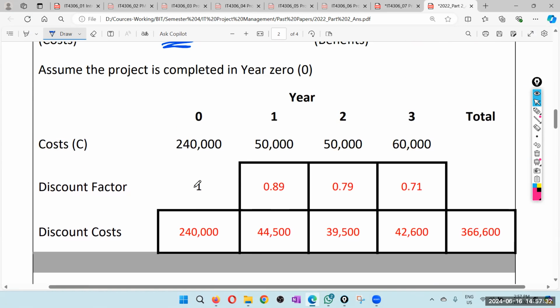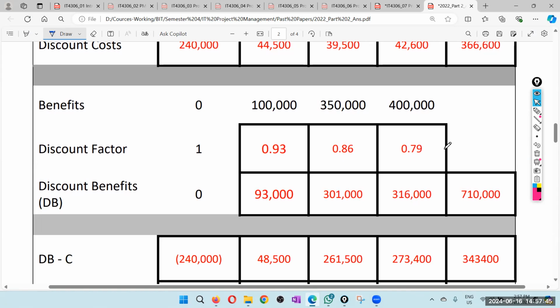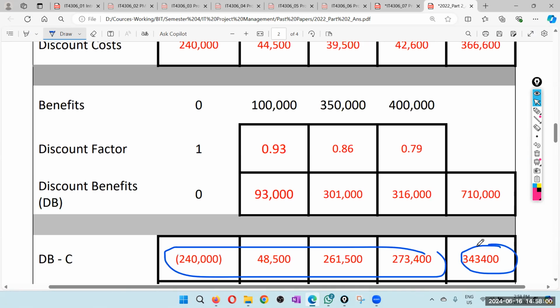Right. So your first task is to calculate the discount factor. Then calculate the discounted value. Discounted cost means present values. Again, for the benefits also, first calculate the discount factor, because they have given two different rates. Then the discounted benefits. Then you can calculate the net values. And then the total of these net values is your net present value.